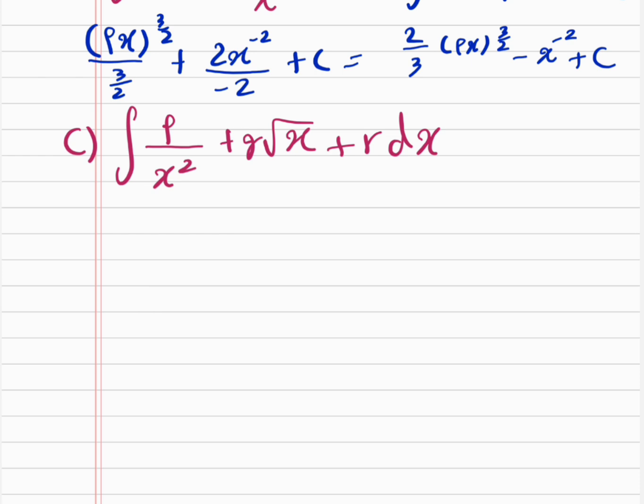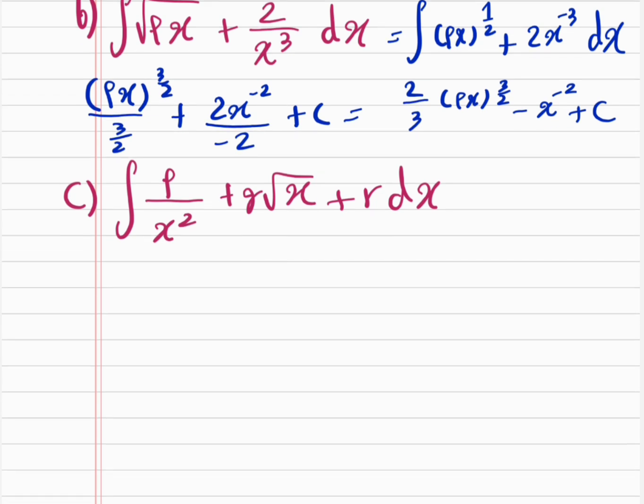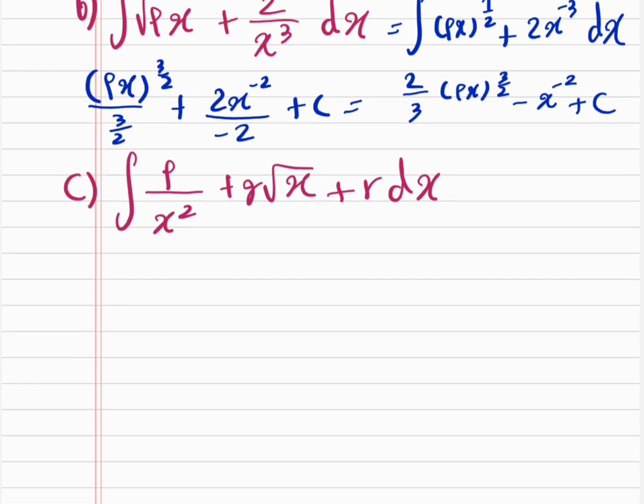Now for part C, it's very similar. The only difference is that we have a combination of variables and constants, but actually the only variable is x. So don't get confused when you see other sort of letters. In this case we have p, q, and r, but they're all constants. So you can just treat them as constants, like how the integral of 7 dx is just equal to 7x plus c. So these are all constants and you can just treat them the same way.